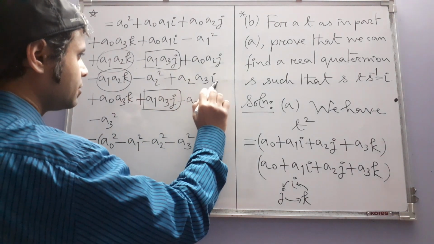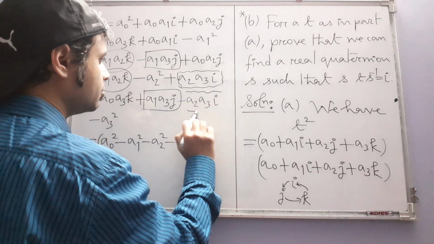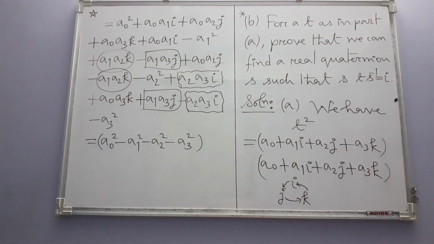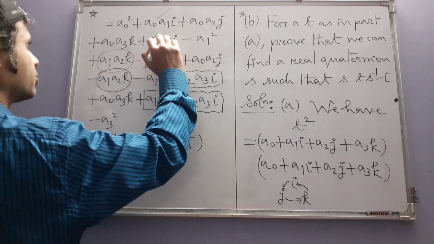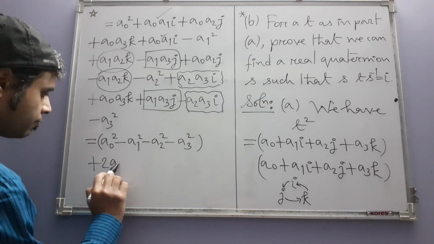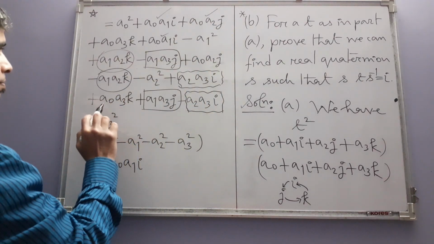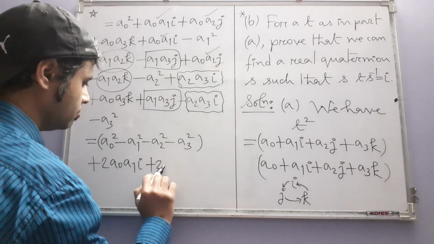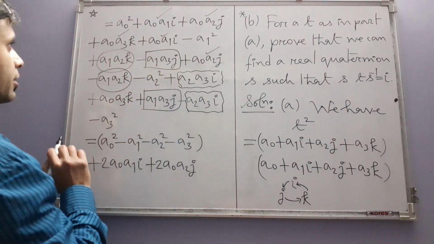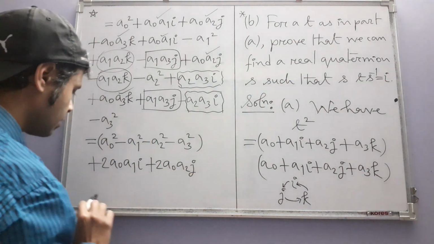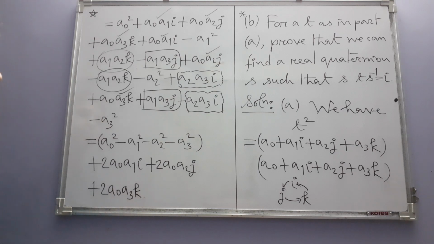What else? Plus a2 a3i minus a2 a3i, they also cancel out. So what are we left with? A naught a1i, another a naught a1i, so plus 2 a naught a1i. Okay, a naught a2j plus a naught a2j, plus 2 a naught a2j, then a naught a3k plus a naught a3k, so another term plus 2 a naught a3k, and I think we have taken into account all the terms.